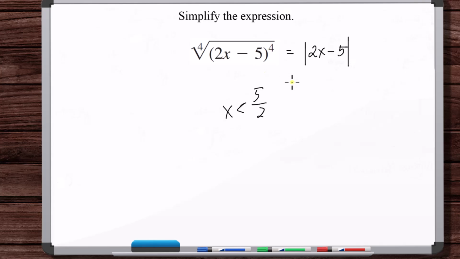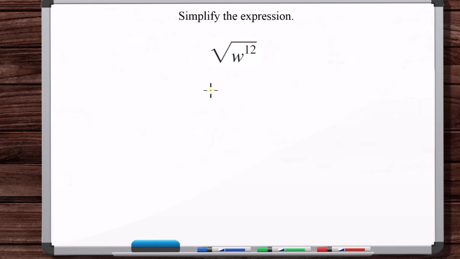And so what you don't want to do is leave off the absolute value, because then for the x's where x was less than 5/2, you get a negative value out here, and you don't want that. You can't have a negative value coming out of an even index principal root. So you have to put that absolute value.